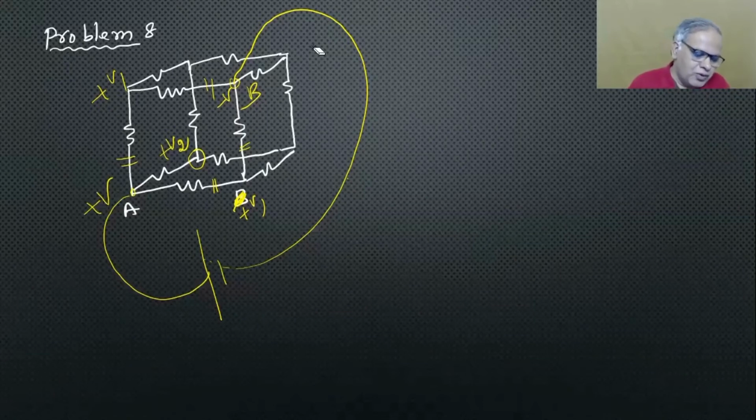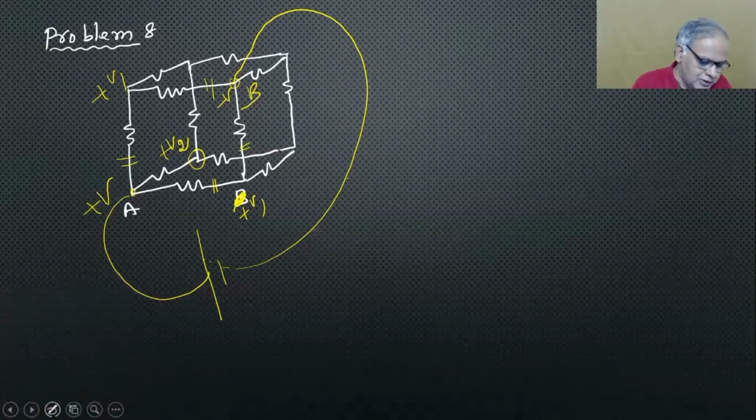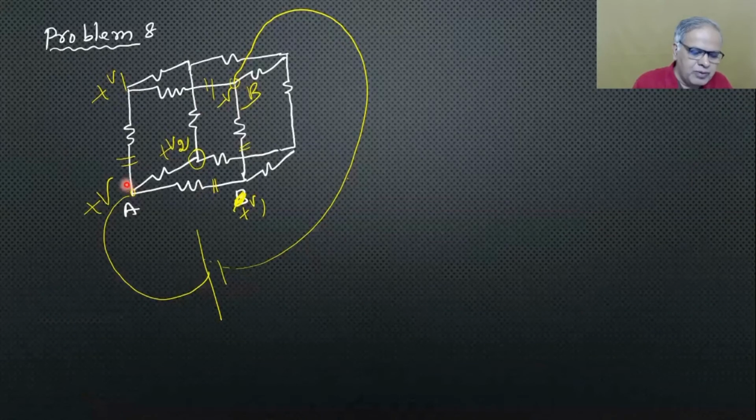Actually speaking, you're going from plus V to minus V through two resistances. Look at this. Like this we are going. So naturally we'll put 0 here. We can put 0, actually speaking, but there are other things attached.